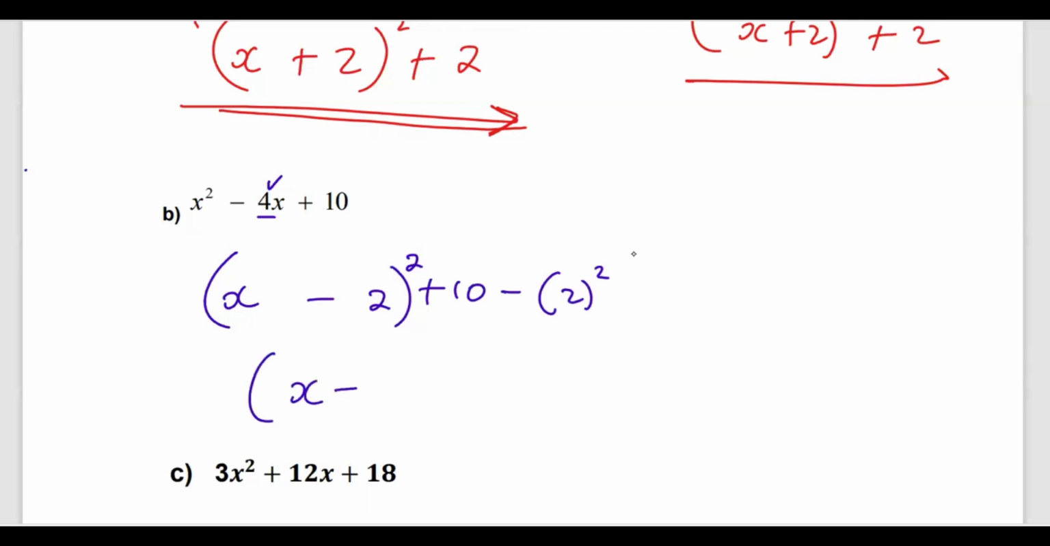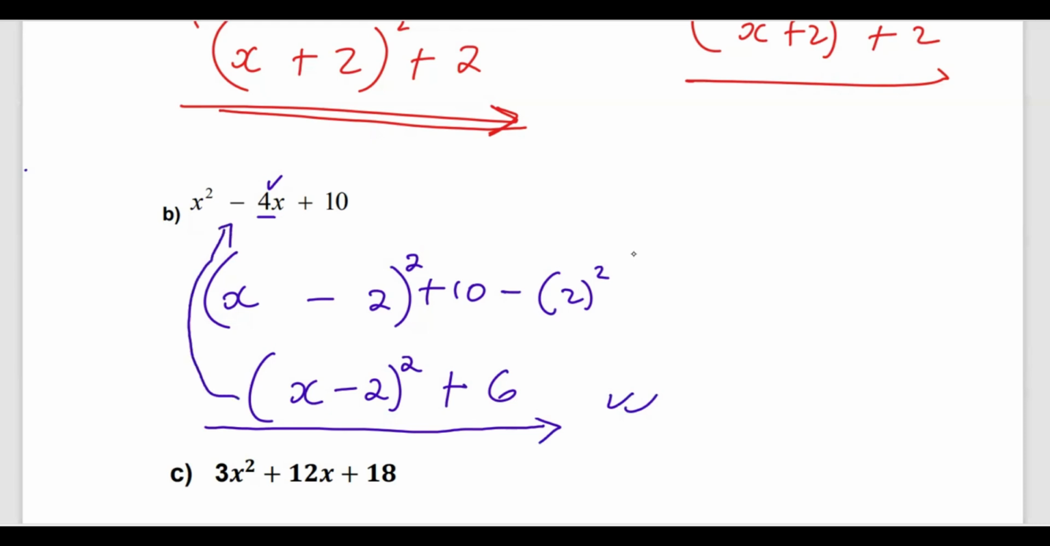Okay, simplifying that into the last step, that's x minus 2 squared plus, that's 10 minus 4, which is a 6. This is our final answer of the completed square. So if you try to open these brackets, you should be able to get back there. Okay, it's just another format of rewriting the quadratic expressions.